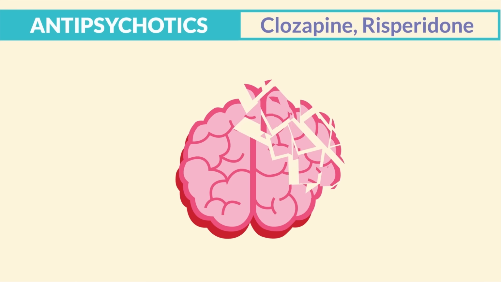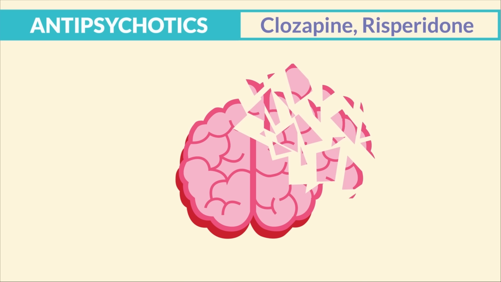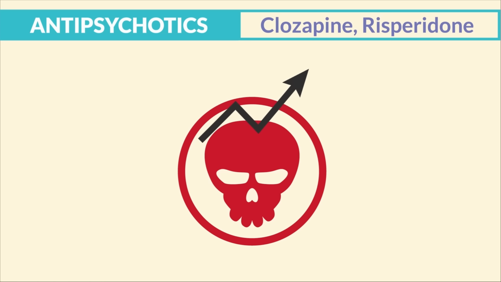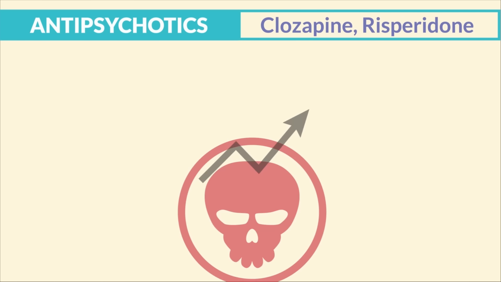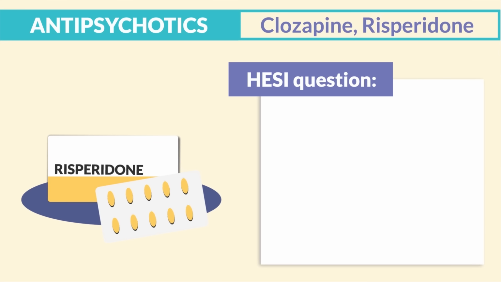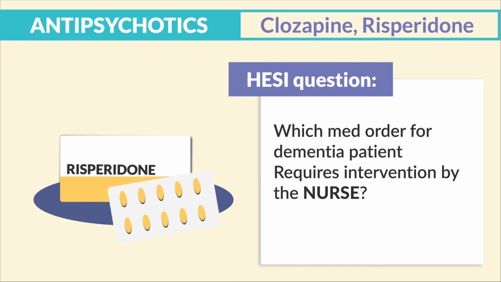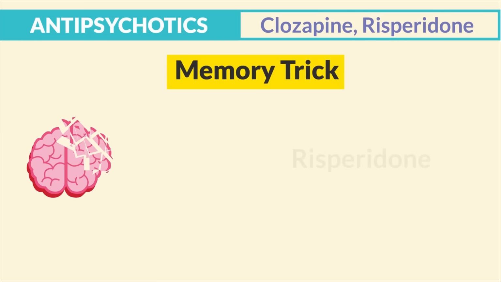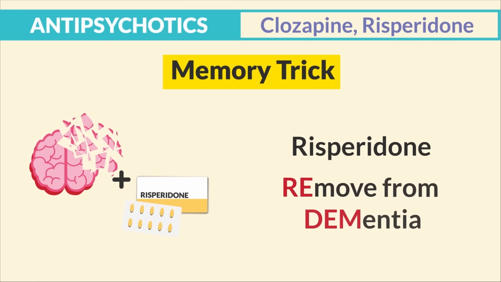Now lastly, a big contraindication is patients with dementia. So we never give these drugs, which will actually increase mortality in dementia patients. So guys, a big Hesse question was, which med order for dementia requires intervention by the nurse? And the answer was risperidone. So guys, remember, we remove risperidone from dementia patients.